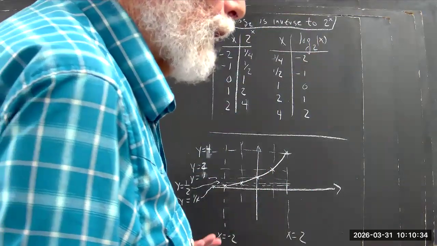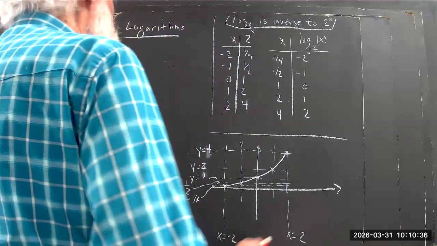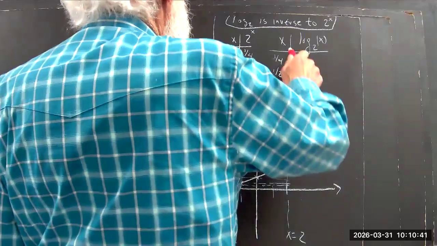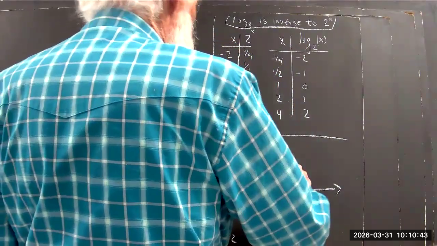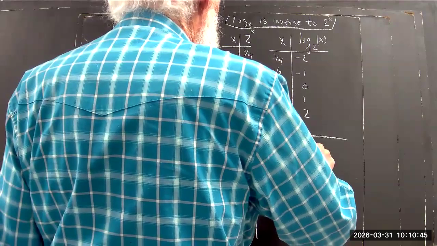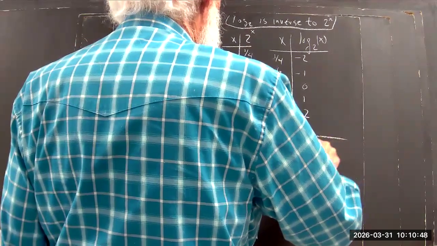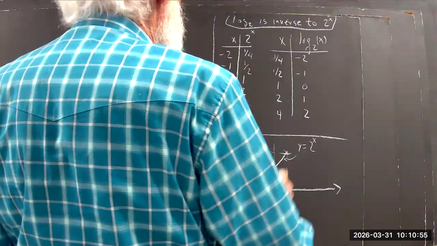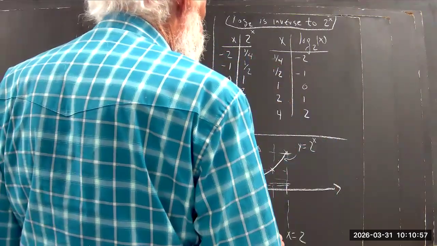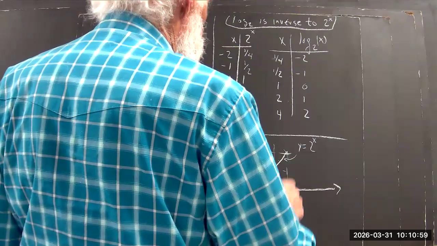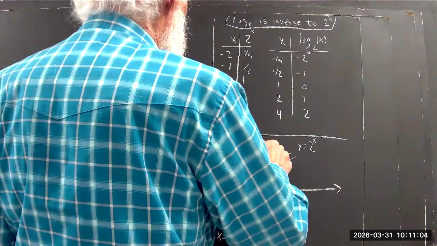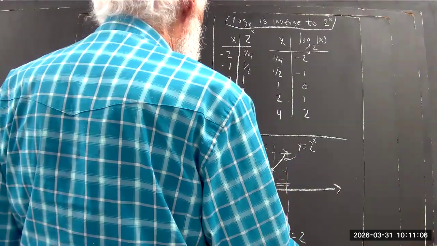There's a rough graph, but there it is. I'm sorry, that's the graph of the exponential function. This is y equals 2 to the x. If I graph the log 2 function, then I've got to have a line for x equals 1/4. Well, here's x equals 2, here's x equals 1, here would be x equals 1/2, and here is x equals 1/4.